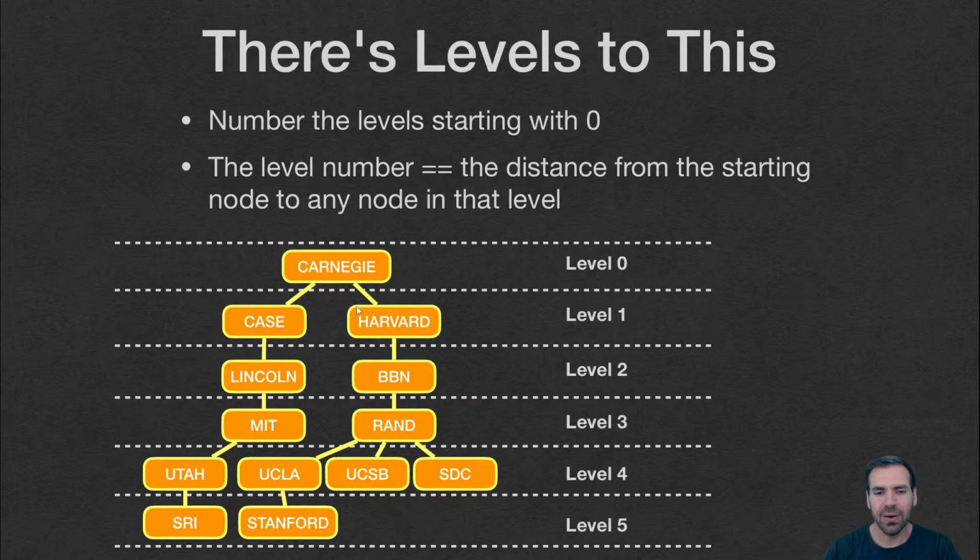So every node in this graph, whatever level it's on, that's its distance to Carnegie. So the distance between Carnegie and UCLA is 4 because UCLA is on level 4. And the path that we have to find UCLA is a shortest path from Carnegie to UCLA. There might be multiple shortest paths, and that's where our ties were broken arbitrarily. Like Carnegie to MIT, this was our first tie that we had. 1, 2, 3. We have a path of length 3. If BBN explored MIT instead of Lincoln, it'd still be 1, 2, 3.